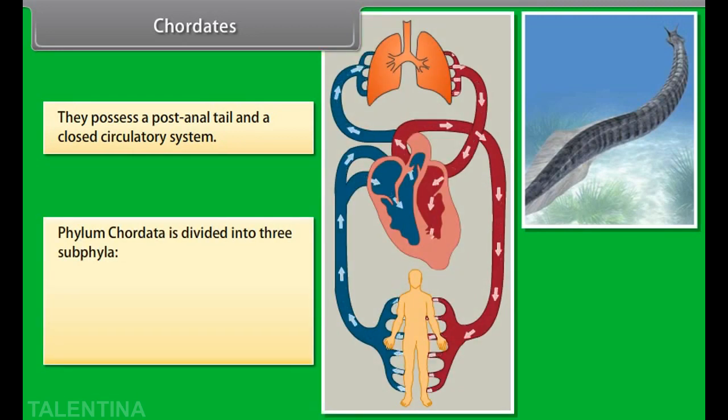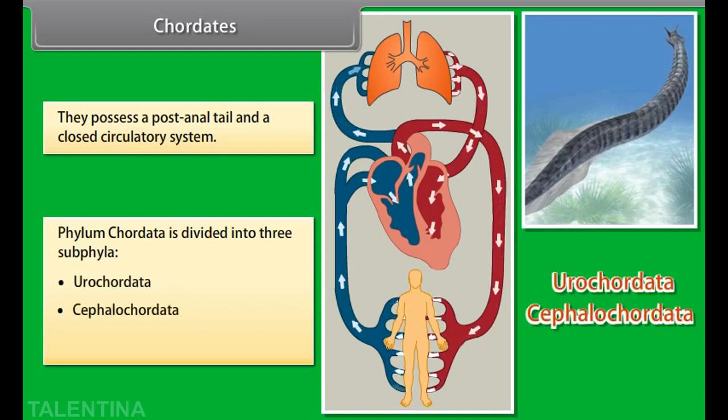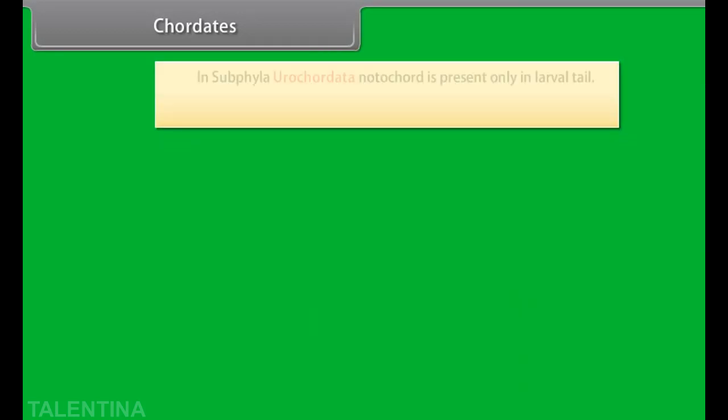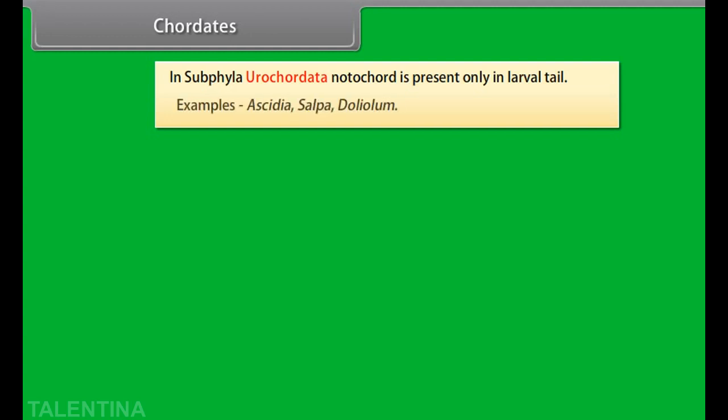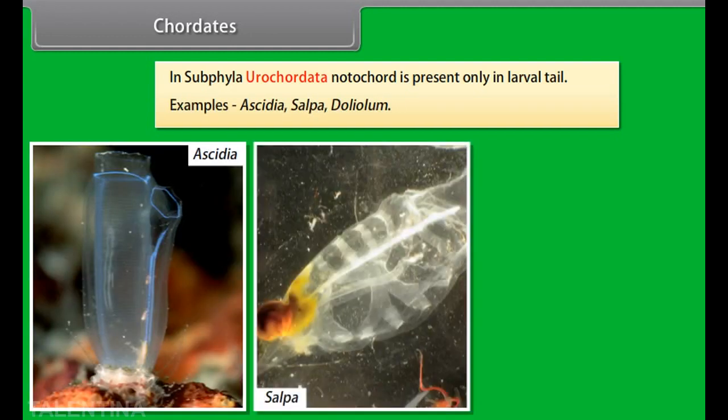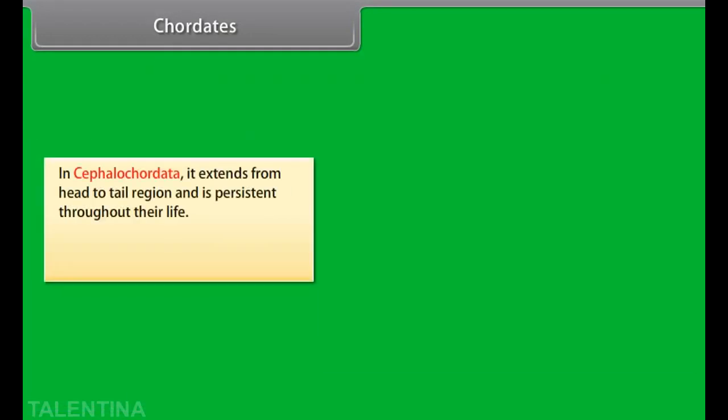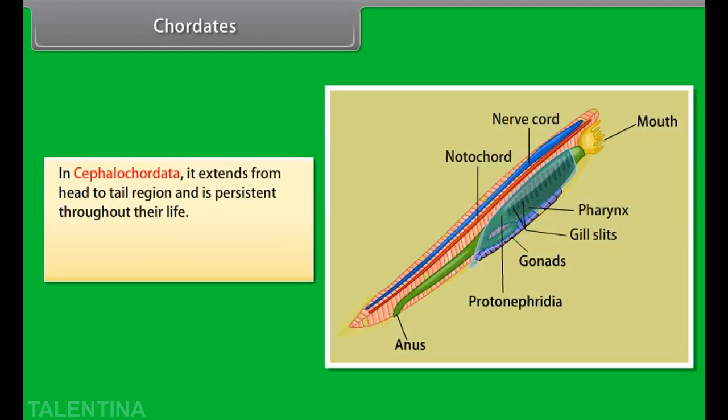Phylum Chordata is divided into three subphyla: Urochordata, Cephalochordata, Vertebrata. In subphylum Urochordata, notochord is present only in the larval tail. Examples: Ascidia, Salpa, Doliolum. In Cephalochordata, it extends from head to tail region and is persistent throughout their life. Examples: Branchiostoma, Amphioxus or Lancelet.